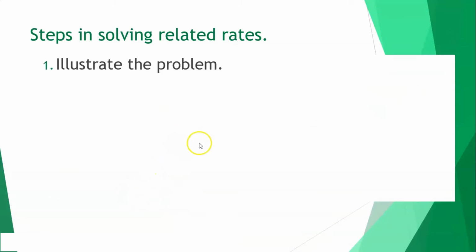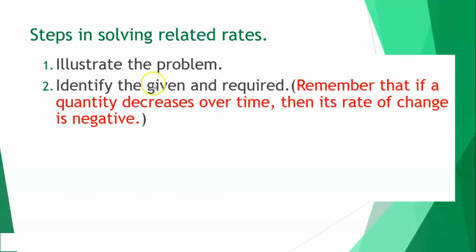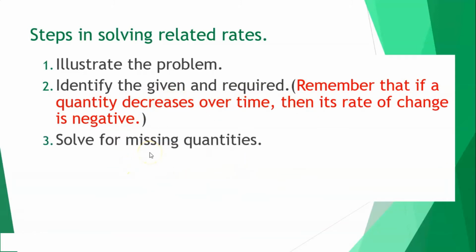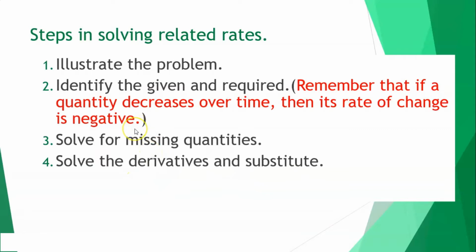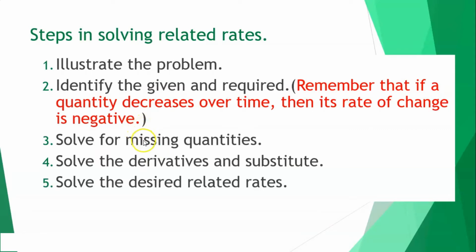Now take note, there are steps in solving problems that involve related rates. Number 1, as much as possible, illustrate the problem. Number 2, identify the given and what's required. Now remember that if a quantity decreases over time, then its rate of change is negative. Another, solve for missing quantities, solve the derivatives, then substitute, and of course, solve the desired related rates.